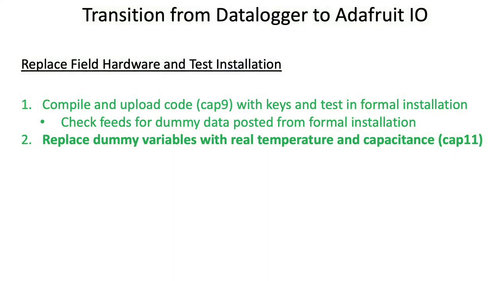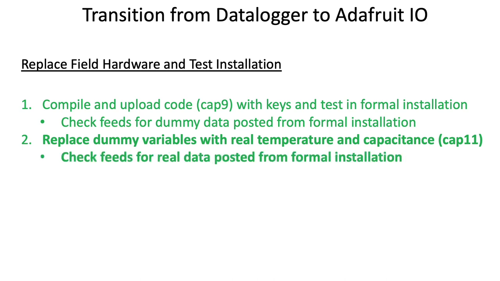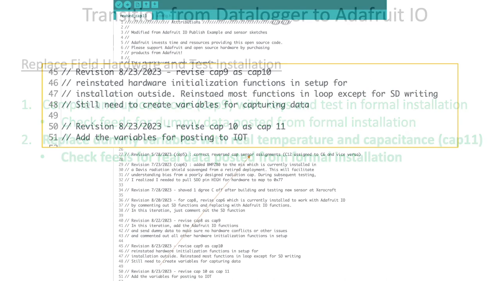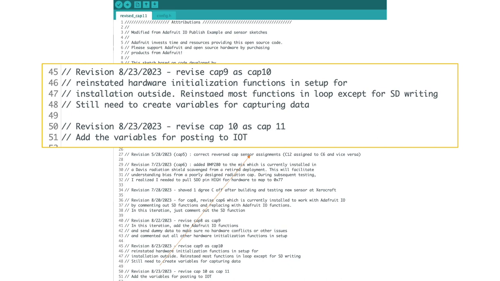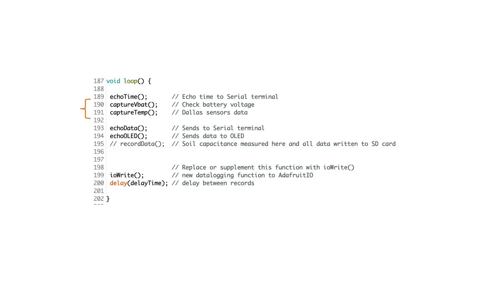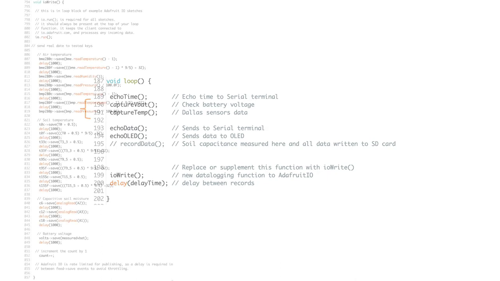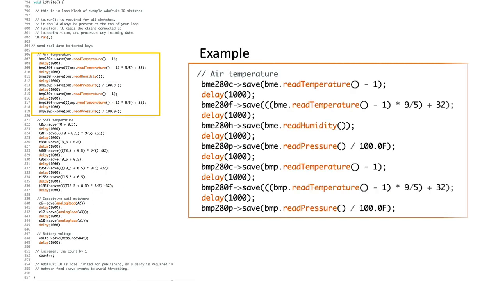Next, I can modify the dummy functions in my working code to post real data from my wired sensors and confirm that the posts are valid. So again, I built on former iterations that work. Now I'm dealing with a sketch called Revised Cap 11, and I added comments to the code revisions so you can follow the changes moving forward. In this iteration, I've reinstated my sensor setup and read functions so that registered data will subsequently be posted to Adafruit IO as opposed to just sharing a counter variable. So over the next couple minutes, I'll show you how that worked out.